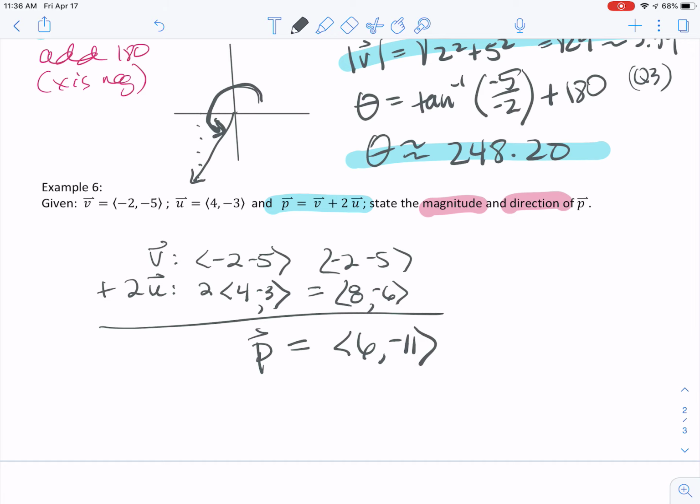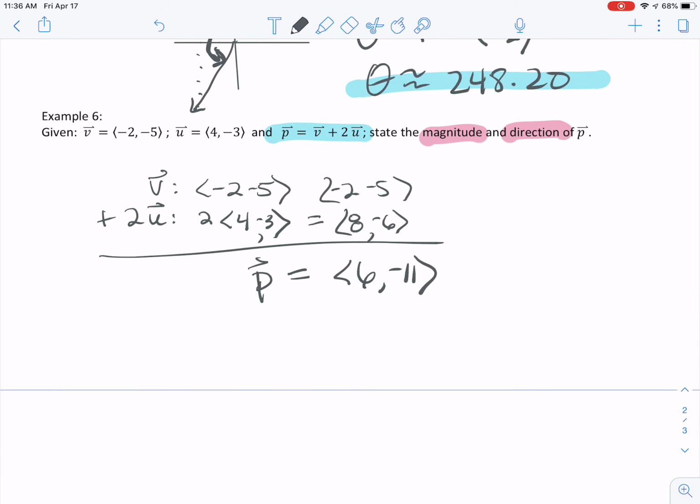So we're not going to draw it. So now, just to get an idea, 6, negative 11, 6 over, 6 down 11 would be something like this, right? 1, 2, 3, 4, 5, 6. 1, 2, 3, 4, 5, 6, 7, 8, 9, 10, 11. So it would go like that, okay? And so theta is going to be all the way around that big guy like that.